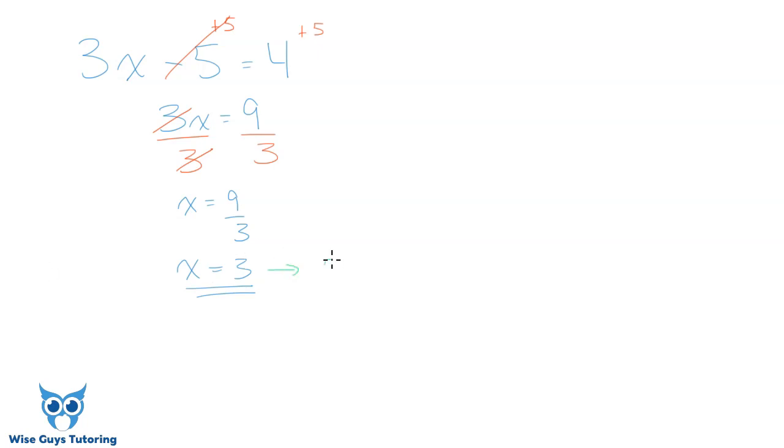Remember, always got to check. And the way we're going to check is simple. You put your original equation, then you substitute your value of x in here. So you get 3 times 3. And hopefully this equates 9 minus 5. And it looks like it does. So our answer of x equals 3 is totally correct.